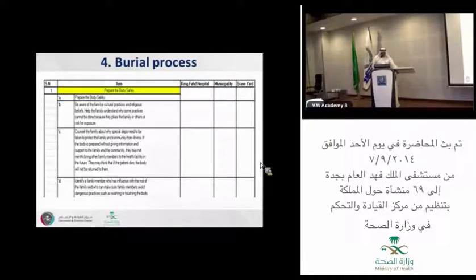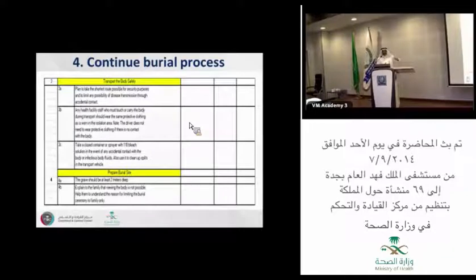For the burial, we also created a checklist. Once the patient died, we reconciled again. We sat down again together. What do we want to do? We created a checklist. Dr. Arij, our infection control, and Dr. Garut sat down with the morgue manager, Mr. Hassan Zahrani. They sat down together, they created a checklist, and they moved the checklist.